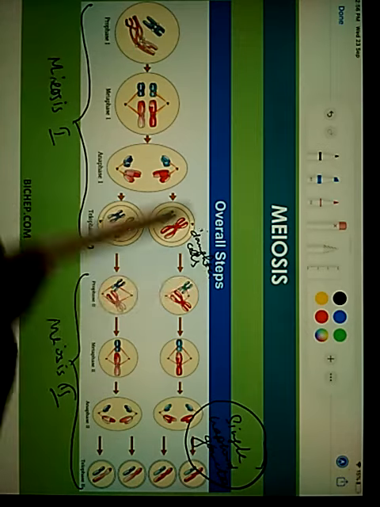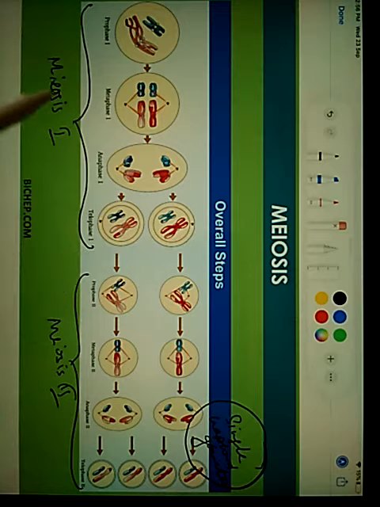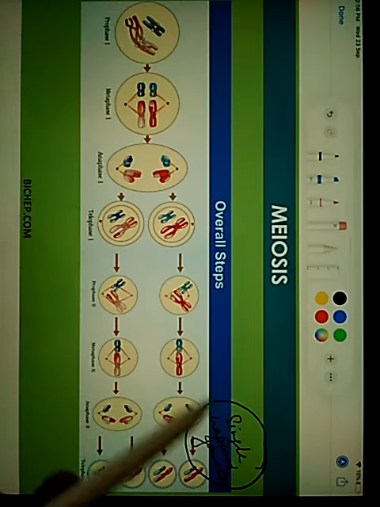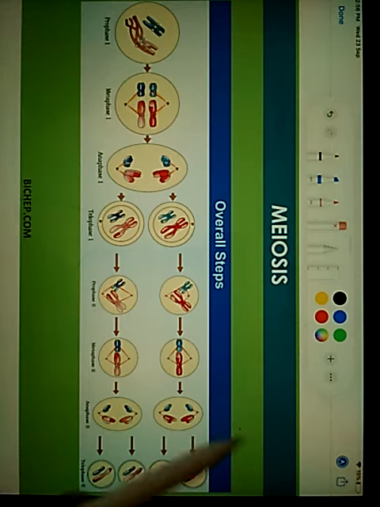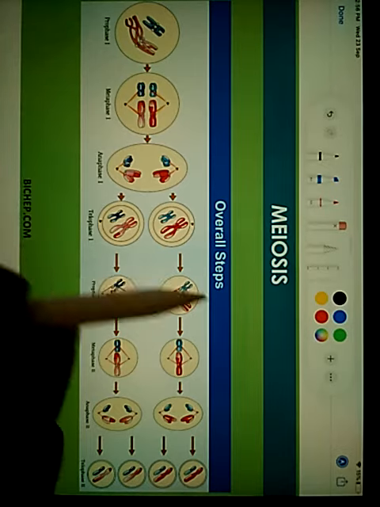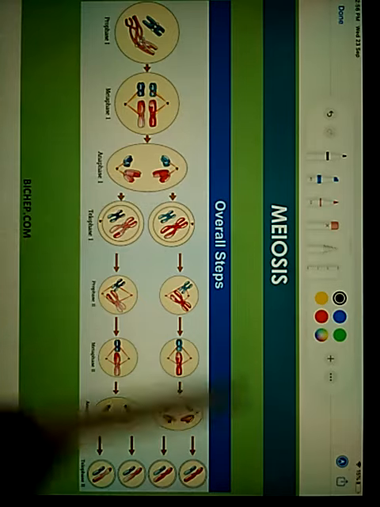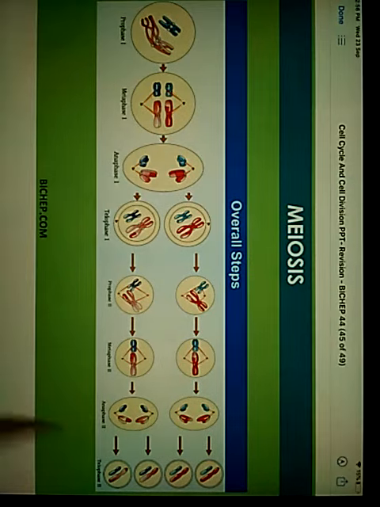The second importance of meiosis is to produce variation. By crossing over during prophase 1, which we have seen, and the exchange of genetic material, that is recombination, variation results. These are the two main importances of the process of meiosis. So please, you can take the screenshot of the overall steps of meiosis.